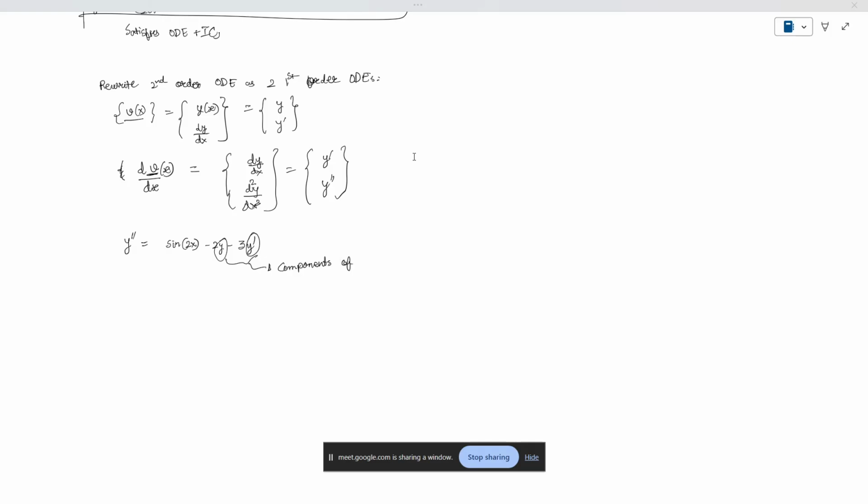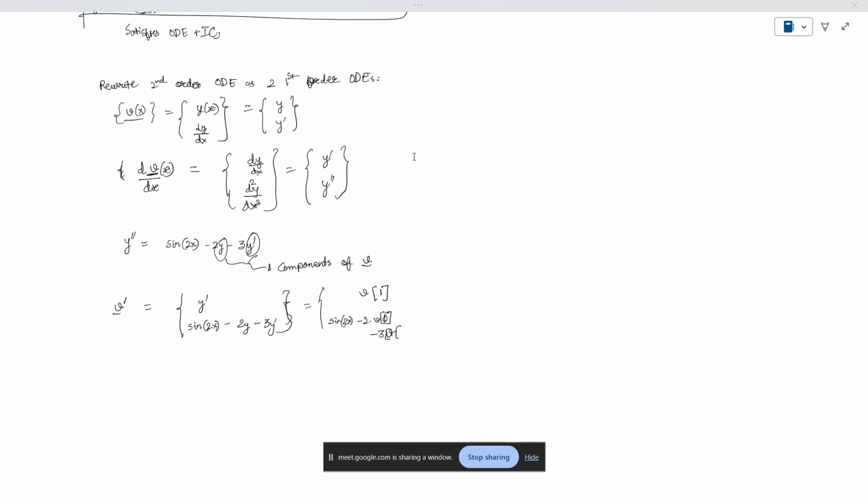So therefore we can write v dash to be equal to y dash, sine of 2x minus 2y minus 3y dash, which is nothing but the first component, the second component of the vector, and sine of 2x minus twice of the first component of the vector minus thrice of the second component of the vector.